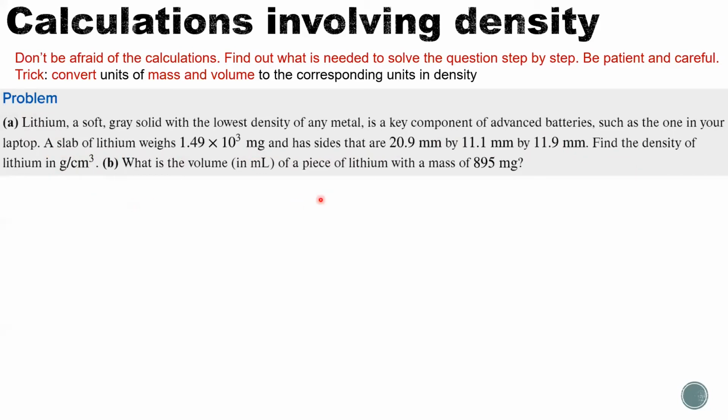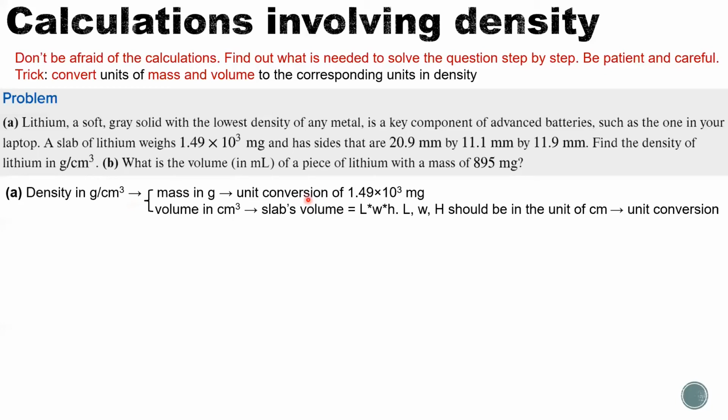Okay, so if you're asked to find the density of lithium, you need to think about the density equation. Density equals mass over volume. So do you know the mass of the lithium? Yes, it tells you 1.49 times 10 to the third milligrams.